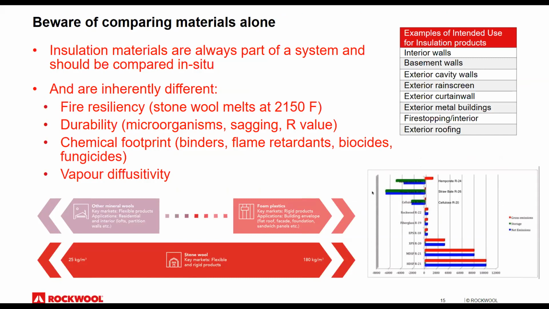If we look at our materials, we are seeing a lot of comparing materials for materials. Insulation materials are always part of the system and should be compared in situ. I also think that they're inherently different, and we tend to forget that sometimes when talking about embodied carbon. This links to fire resiliency, durability, the chemical footprint, and vapor diffusivity. Some materials are closed, some are open, and they work differently, and they have to be included.